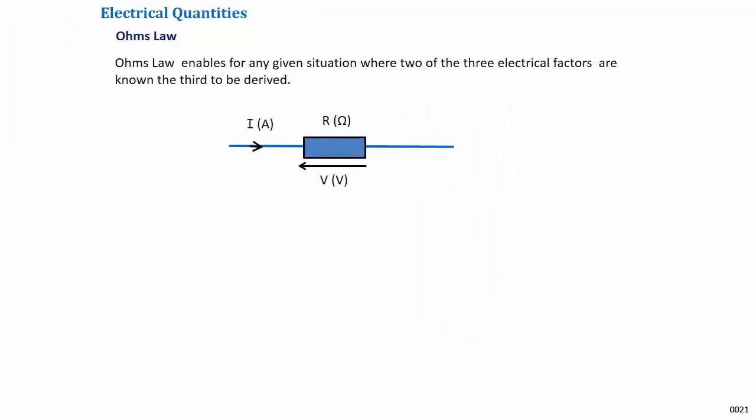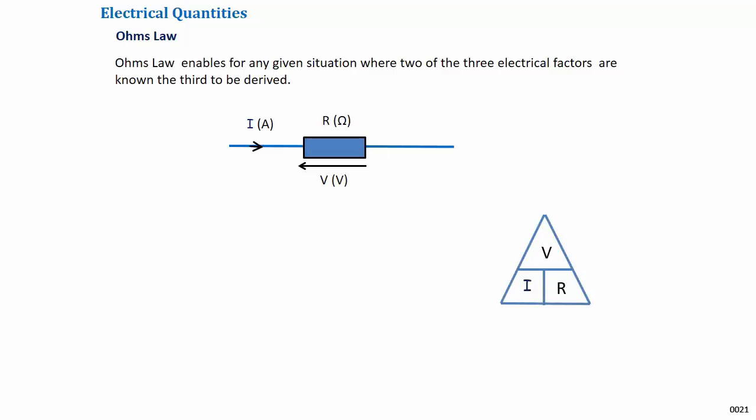It does not matter what part of an electrical network is examined, Ohm's law always holds true. Ohm's law enables that for any given situation where 2 of the 3 electrical factors are known, the third to be derived.